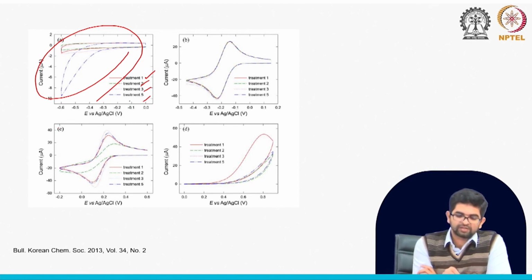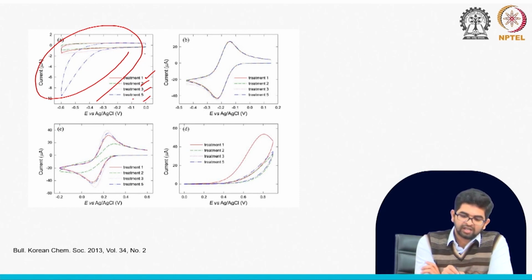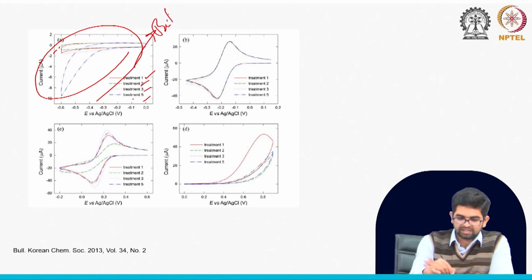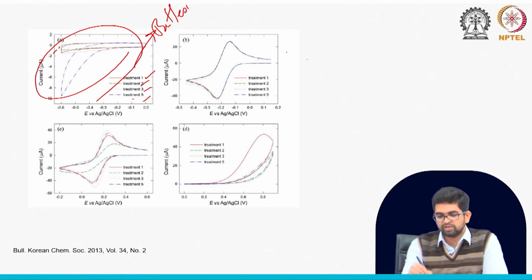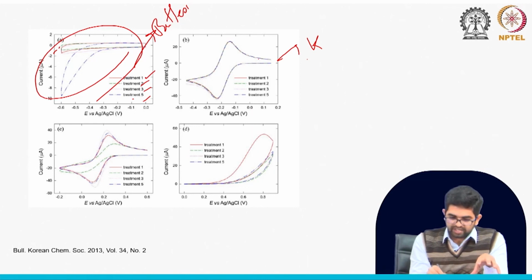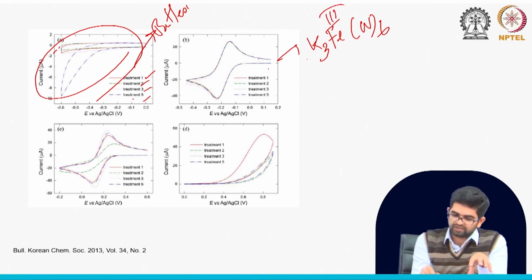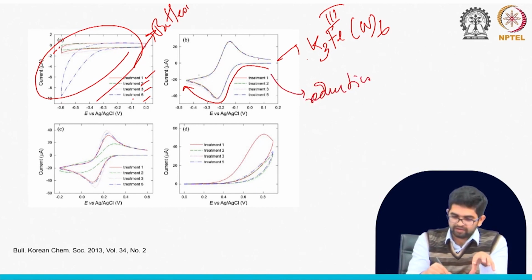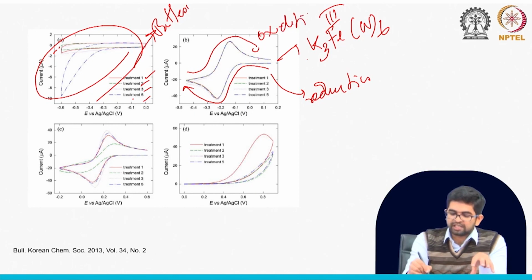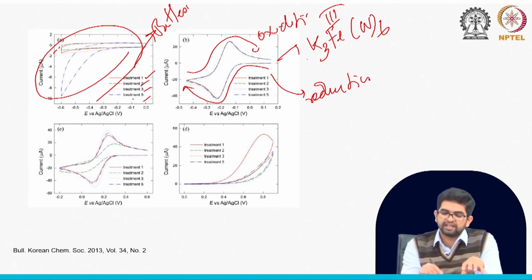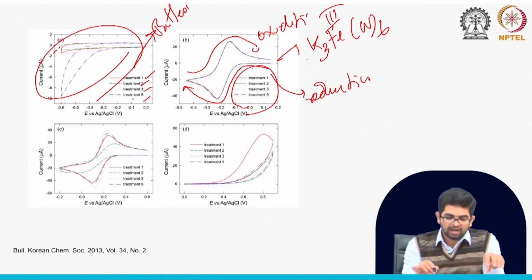We saw that for the last treatment, we checked just a buffer solution, just a buffer, and here we used potassium ferricyanide, K3Fe(CN)6. We first tried the reduction, then the oxidation. In the case of potassium ferricyanide, we tried all the treatments, but we did not see much observable change.